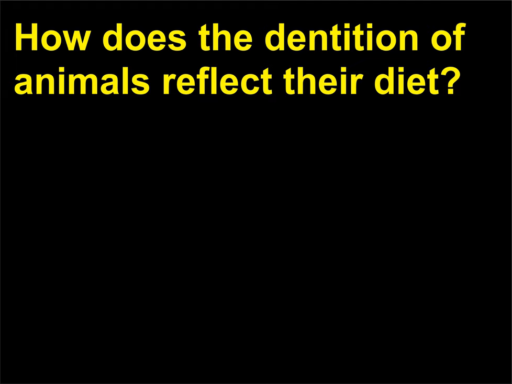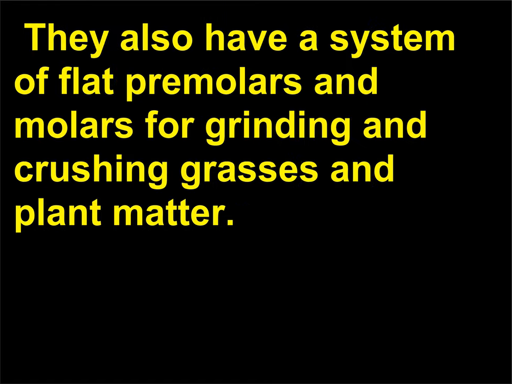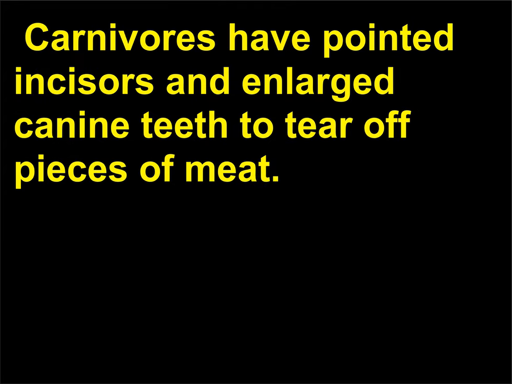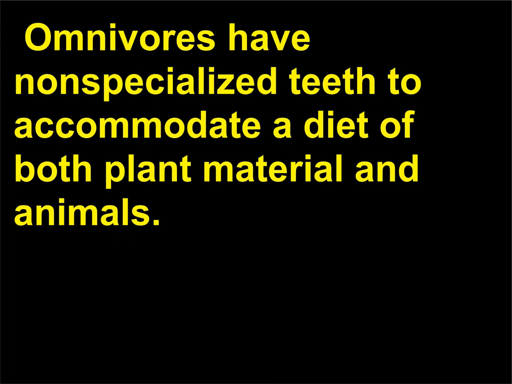How does the dentition of animals reflect their diet? Herbivores have sharp incisors to bite off blades of grass and other plant matter. They also have a system of flat premolars and molars for grinding and crushing grasses and plant matter. Carnivores have pointed incisors and enlarged canine teeth to tear off pieces of meat. Their premolars and molars are jagged to aid in chewing flesh. Omnivores have non-specialized teeth to accommodate a diet of both plant material and animals.